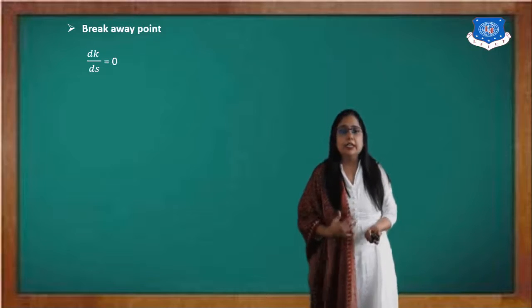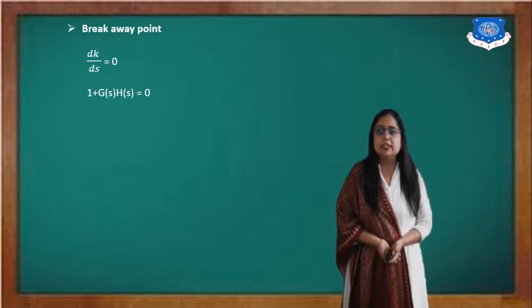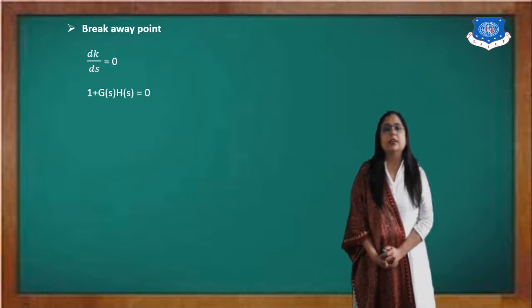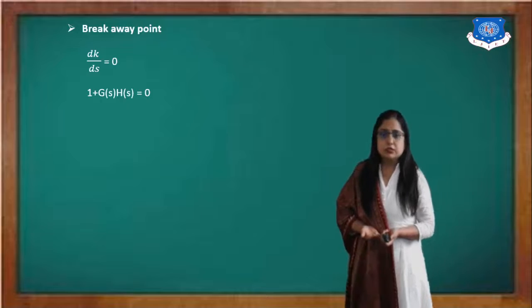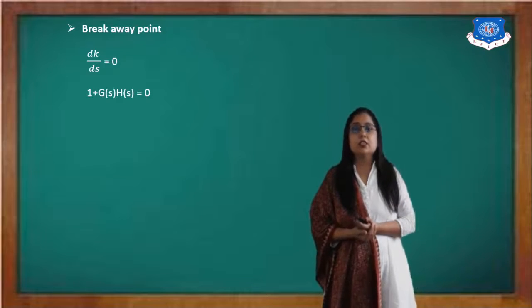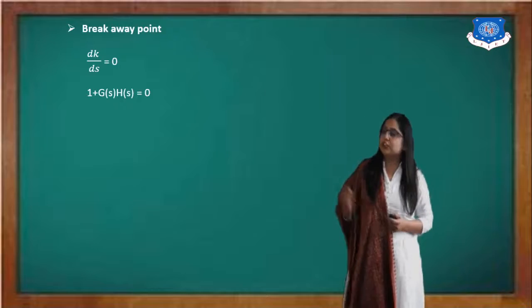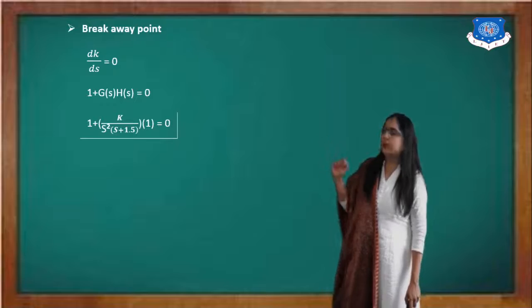Now to find out dk by ds, first of all we require the characteristic equation, and that is what? It's 1 plus G(s)H(s) equal to 0. Now G(s) is given to us in the question, and H(s), that is what? It's a unity feedback control system. So the value of H(s) becomes 1. Now just substitute this value.